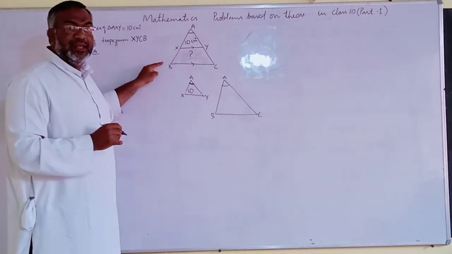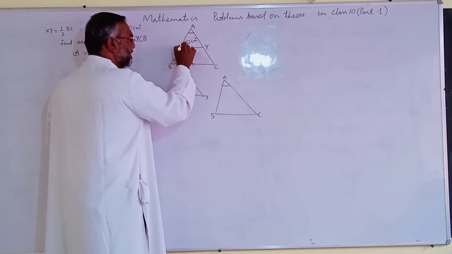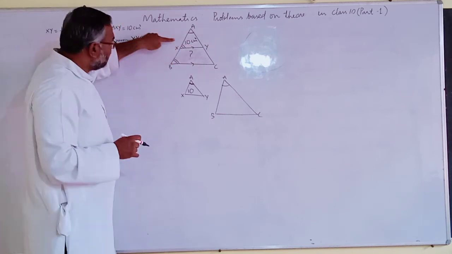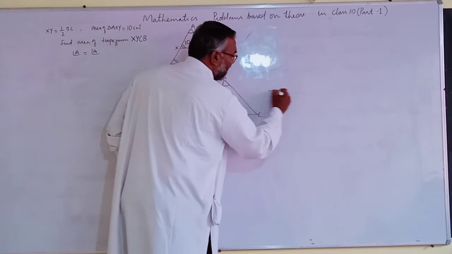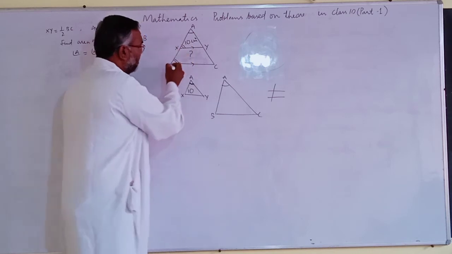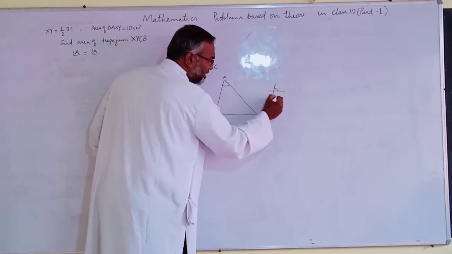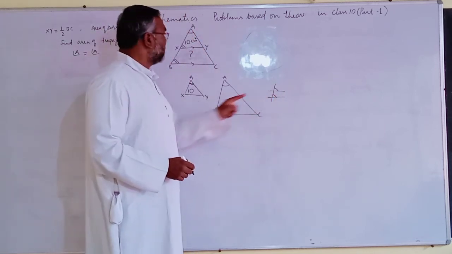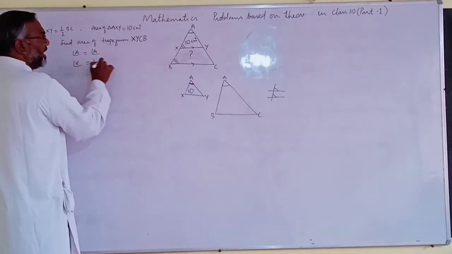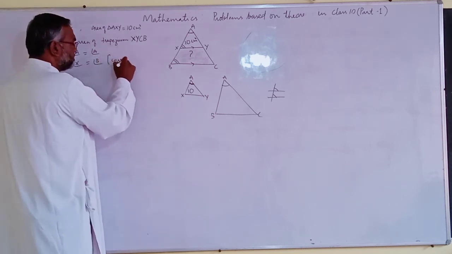Angle at B will be equal to angle at X. Now the question comes why? Because these two are parallel lines and this is a transversal. When two lines are parallel and a transversal cuts them, AB is the transversal cutting XY and BC. So what happens? Corresponding angles are equal. So these two are corresponding angles. They are equal. Angle X is equal to angle B. Reason: they are corresponding angles.